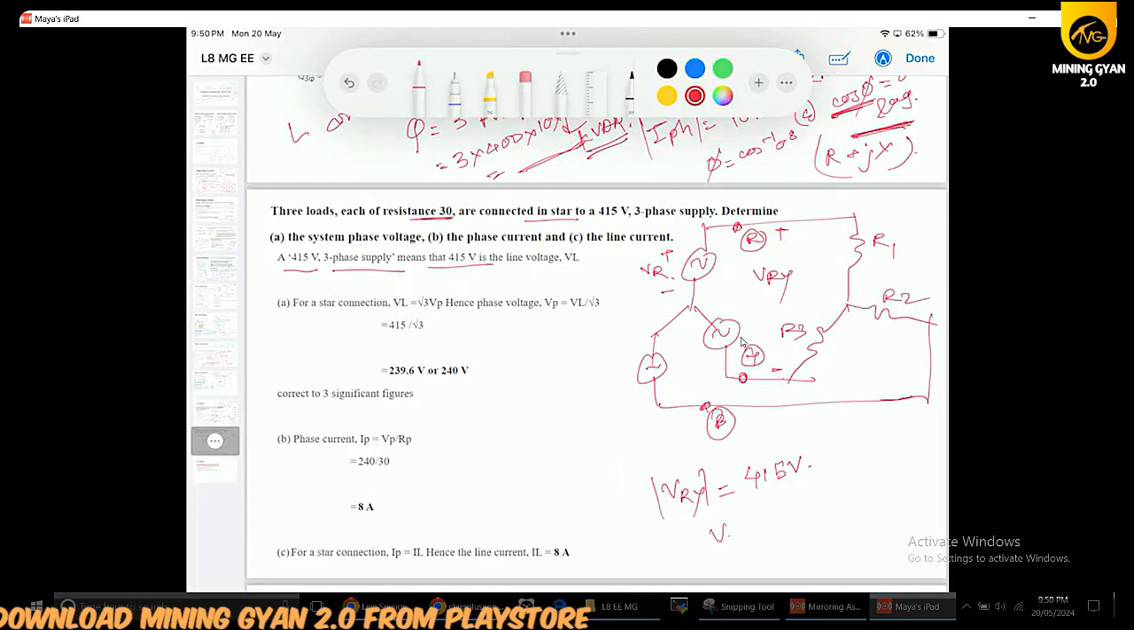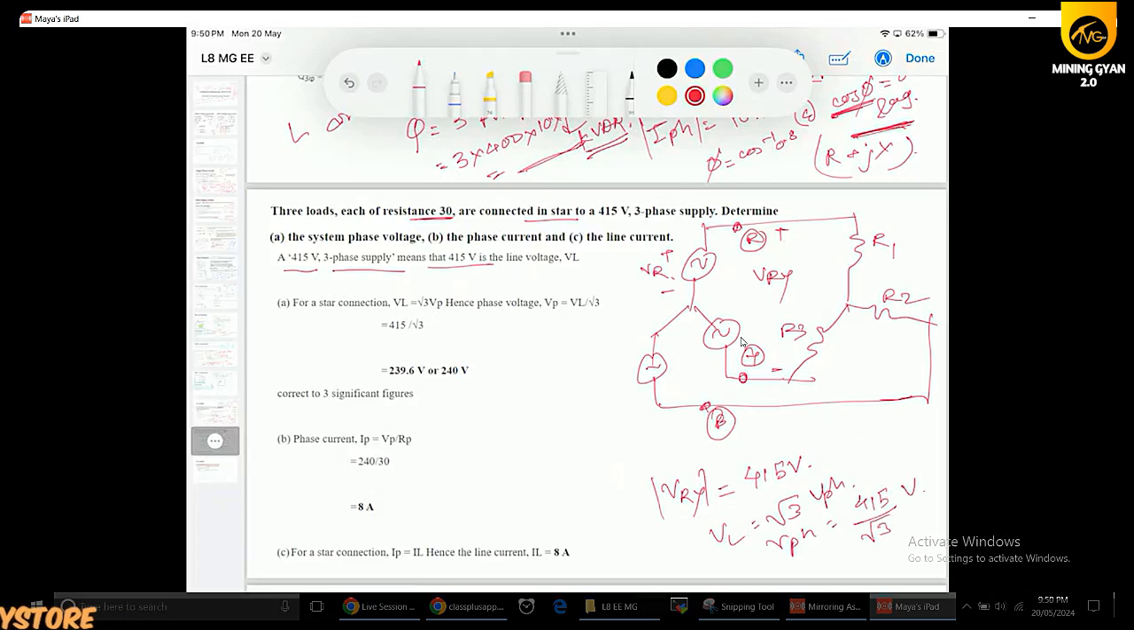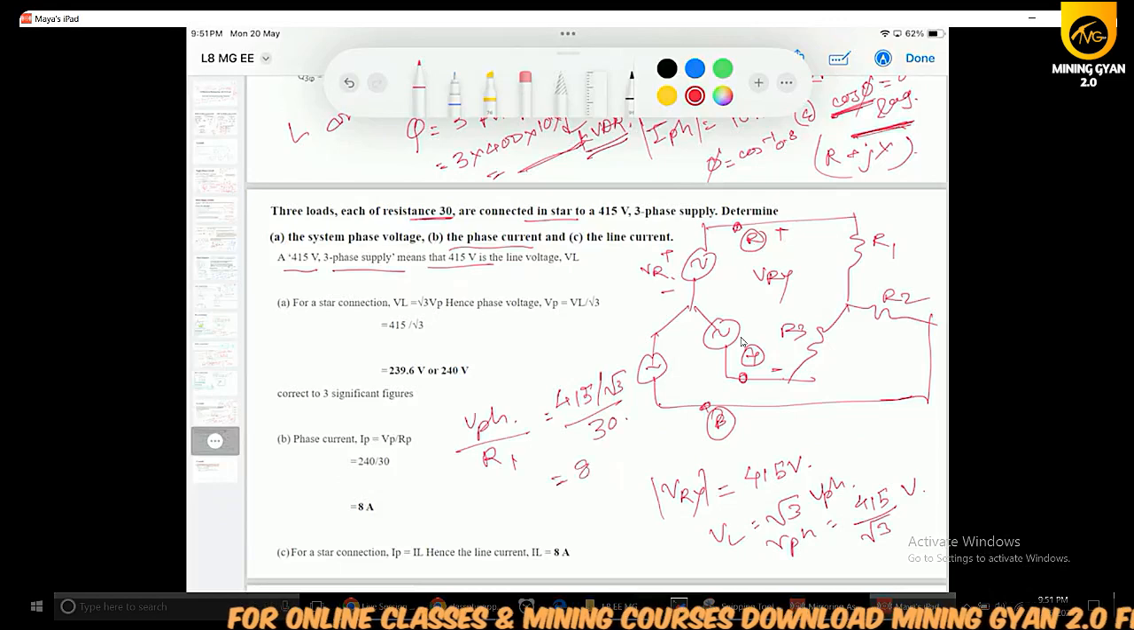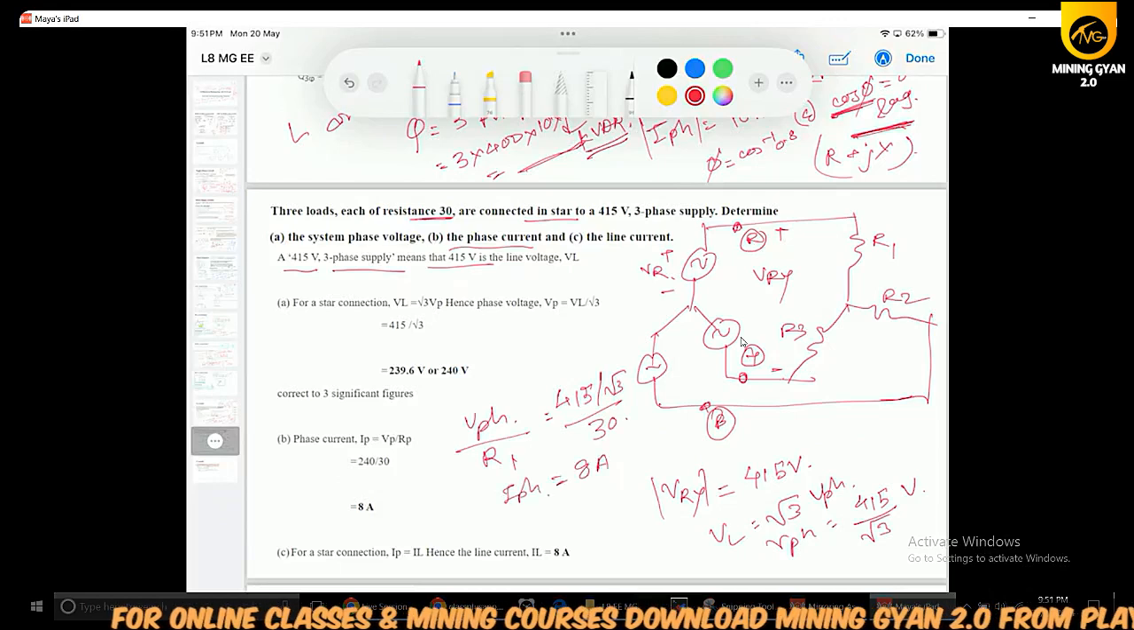As you know that VL equals root 3 times V phase, then how to calculate V phase? V phase equals 415 divided by root 3, and that will be your phase voltage. The second thing is the phase current. Phase current will be what? V phase divided by R of each phase. So that will be 415 divided by root 3, that is your 240 volts, divided by the value of R, that is 30. This will come to 8 amperes. I phase will be 8 amperes.